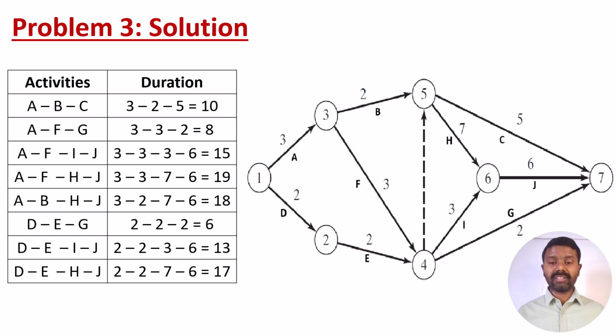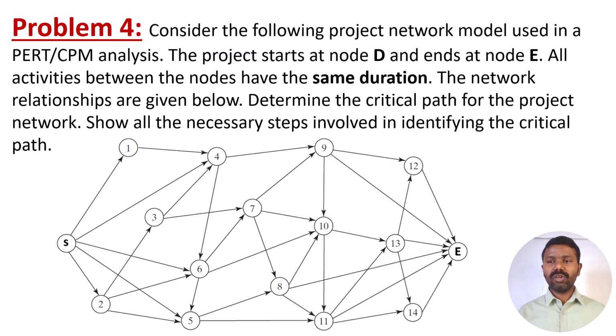Let us take one more example so that you will understand the second method is easier compared with the first method. Let us take this problem 4. Consider the following project network model used in a PERT CPM analysis. The project starts at node S and ends at node E. E means end, S means start. Instead of D, S is written.